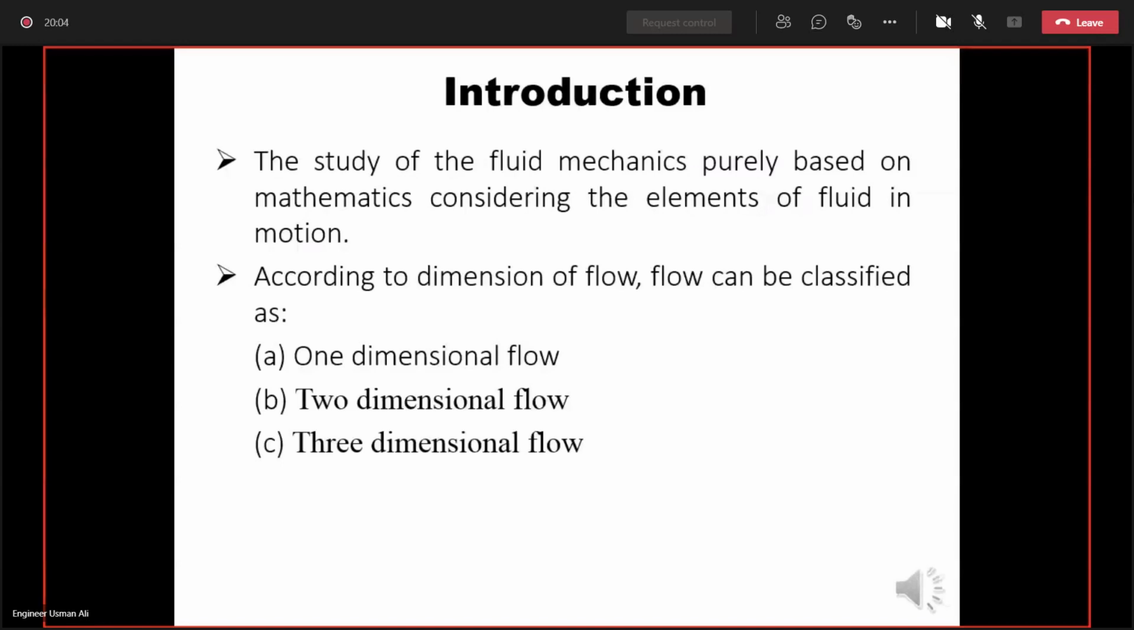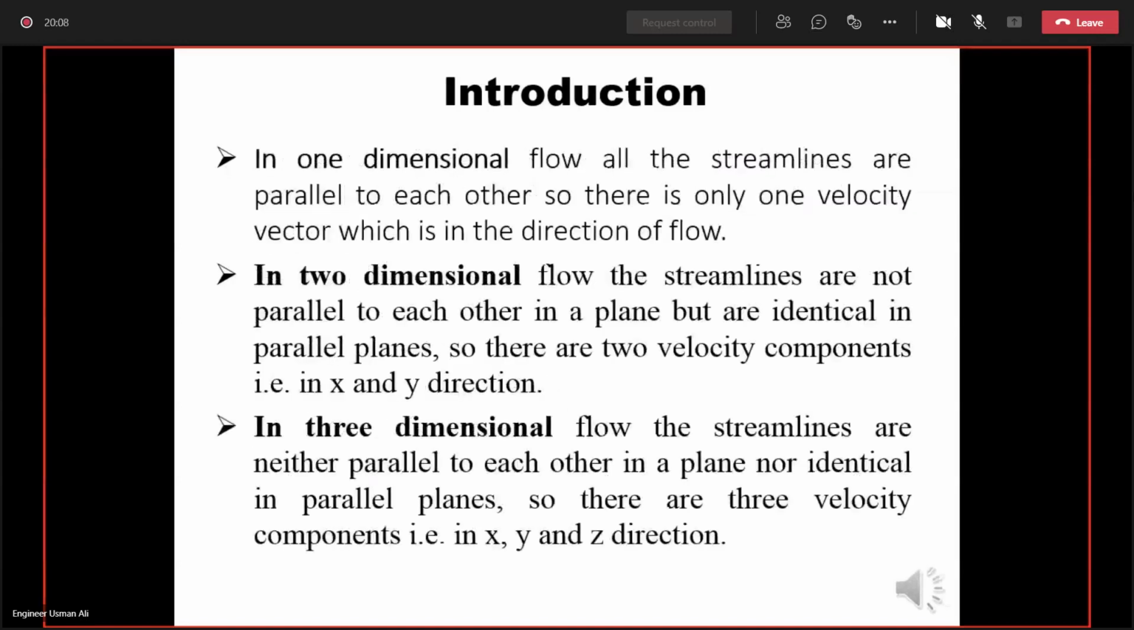We have also discussed one-dimensional, two-dimensional, and three-dimensional flow. In one-dimensional flow, one component of the velocity is there. In two-dimensional flow, we consider two velocity components to completely define the flow. And three-dimensional flow is a complex one, in which we have three components of the velocity taken.